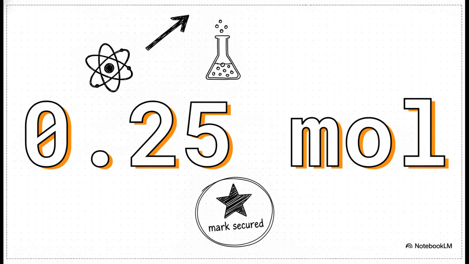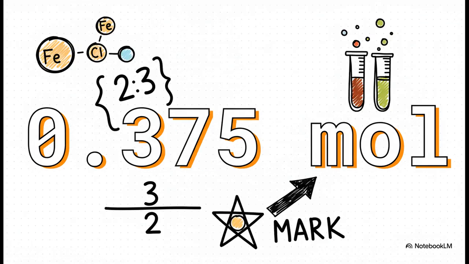Okay, first things first, let's calculate the moles of iron. It's just mass divided by relative atomic mass. So that's 14 divided by 56, which gives us 0.25 moles. Write that down, show your working, boom. That's the first mark in the bag. Next, we look at the ratio from the balanced equation. It's 2Fe to 3Cl2, right? So the ratio of iron to chlorine is 2 to 3. To find the moles of chlorine, we just multiply our moles of iron by 3/2. That's 0.25 times 1.5, which gives us 0.375 moles of chlorine. And just like that, that's your second mark.